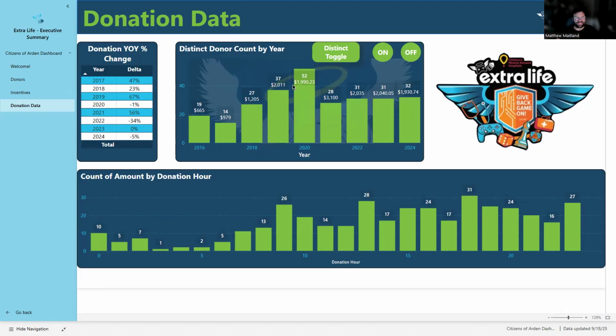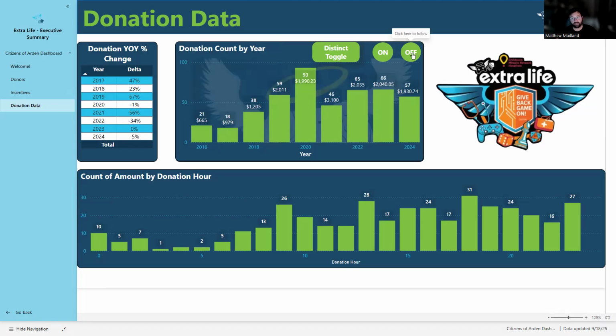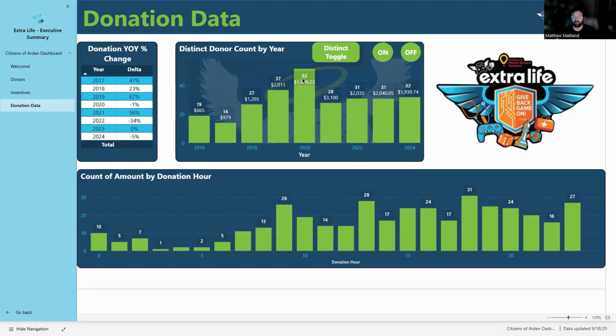One thing that this visual over here shows is how many donations we've gotten. So these are actually all of our distinct donors. You can see this is our distinct donor count by year. We can actually toggle that off. You can see, hey, we've gotten 93 donations in the year 2020. If we turn that distinct toggle back on, okay, we got 93 donations, but from 52 different people, which is amazing. So the people who are donating more than just once, we really appreciate.